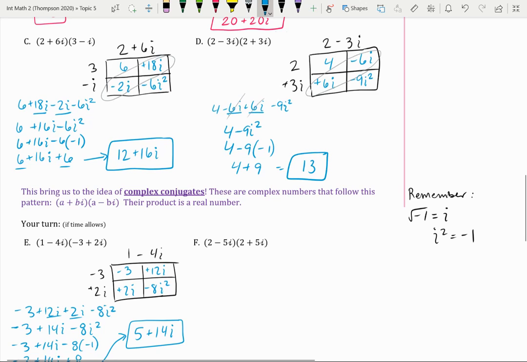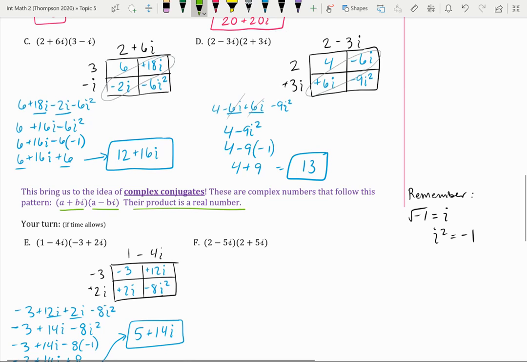And this is a phenomenon called complex conjugates. So this is a complex number times a complex number. The conjugate part is when the first part is the same, the second part is the same, and the sign in between changes. So if you look at these specifically, it follows this pattern: a plus bi and a minus bi. So when this sign is the only thing in between that changes, the product is a real number.